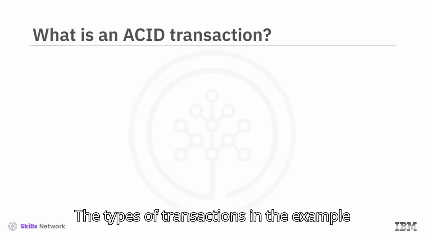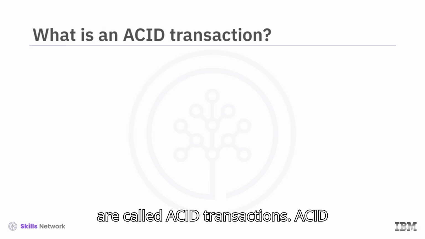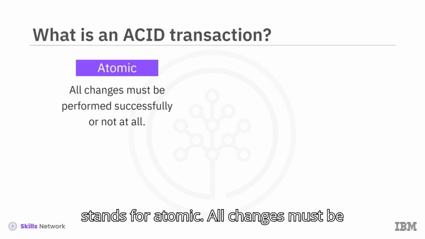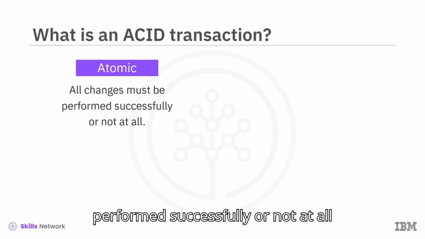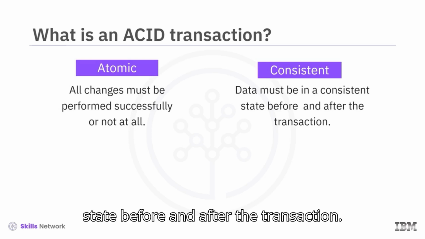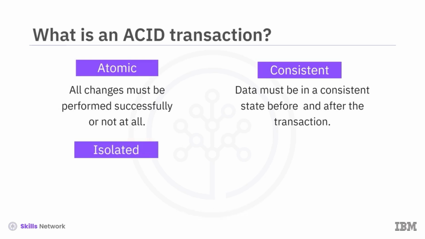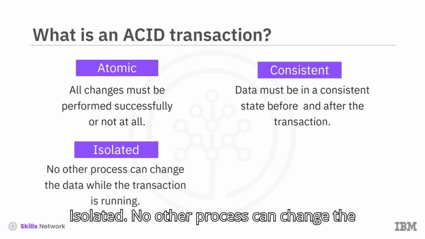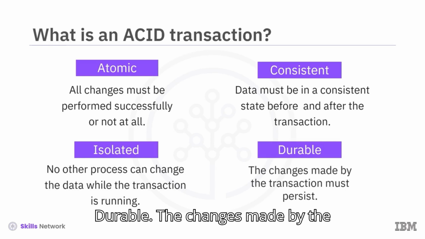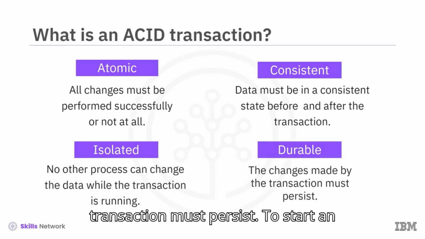The types of transactions in the example are called ACID transactions. ACID stands for atomic, all changes must be performed successfully or not at all. Consistent, data must be in a consistent state before and after the transaction. Isolated, no other process can change the data while the transaction is running. Durable, the changes made by the transaction must persist.